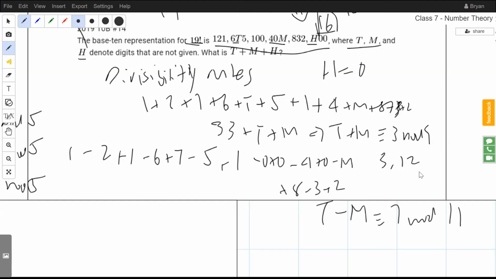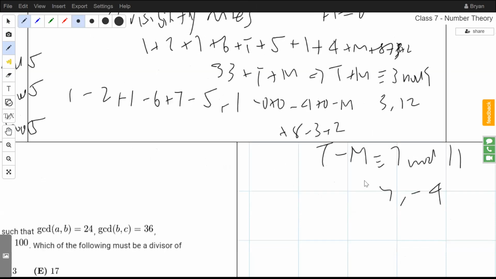Right? So this must mean that t minus m is either going to be 7, or it's going to be negative 4. And we can basically narrow down these two numbers because any other value that works, such as 18, is going to be too big for t minus m, and similarly for negative, whatever, negative 15.